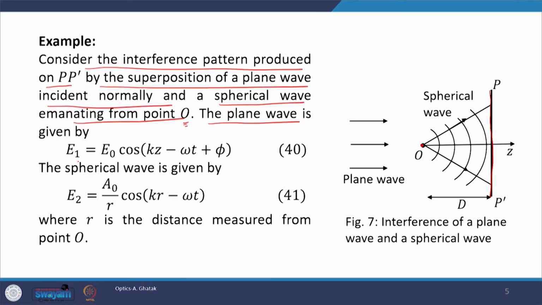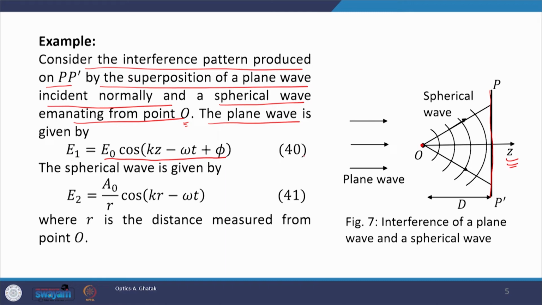We all know that the plane wave is given by this expression here, E naught cos of k z minus omega t plus phi. Phi is the initial phase, k is the wave vector or wave number, and z is the direction of propagation here. This is given here. z is the axis which points towards the screen P P prime and is normal to the plane of the screen.